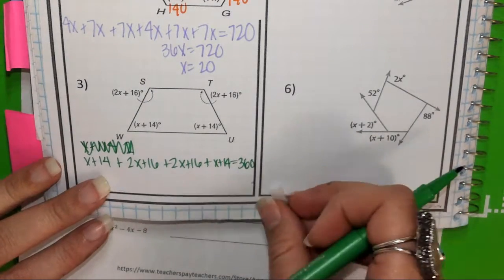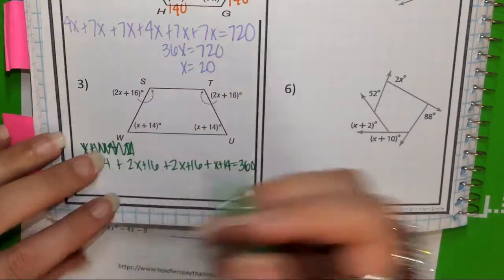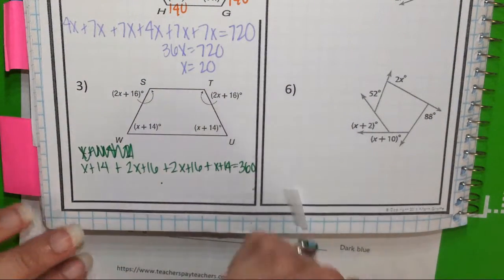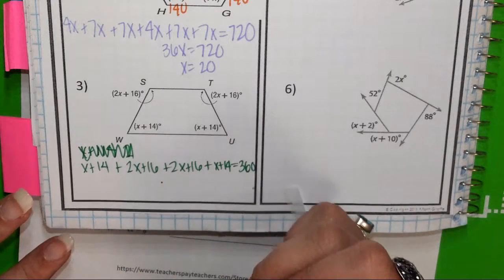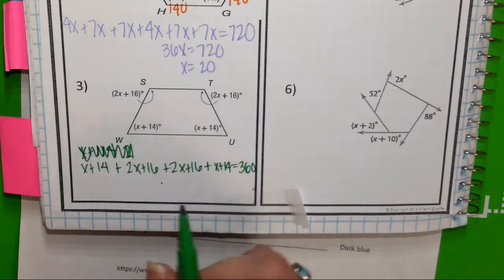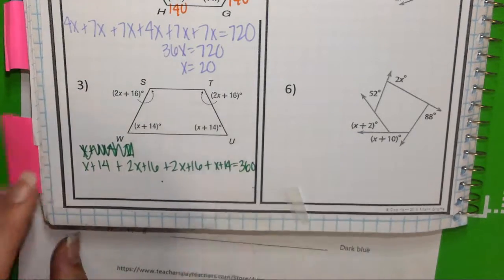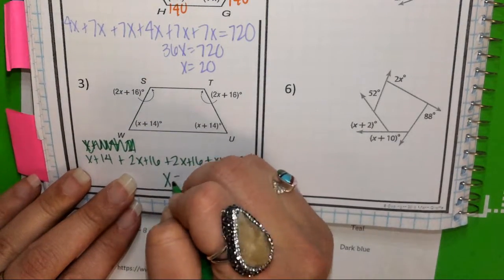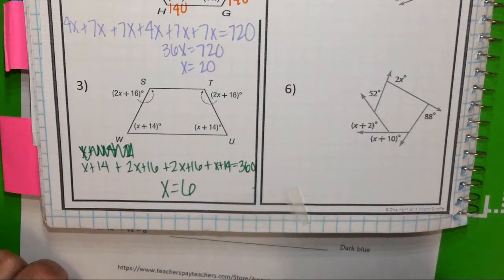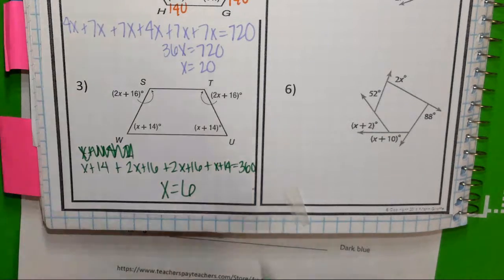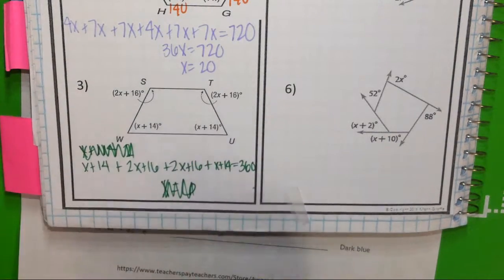Alright, what did we get for x? What did y'all get for x? Oh, for x, I got 6. Did we get 6? Okay, alright, let's just stop and we're going to work it out because I don't know what y'all are doing.